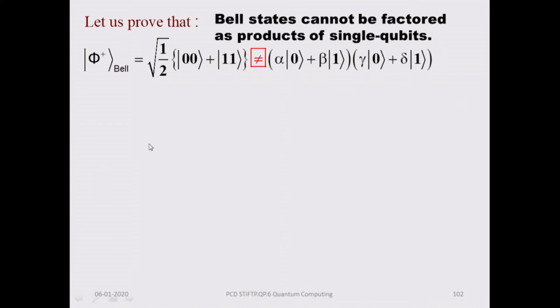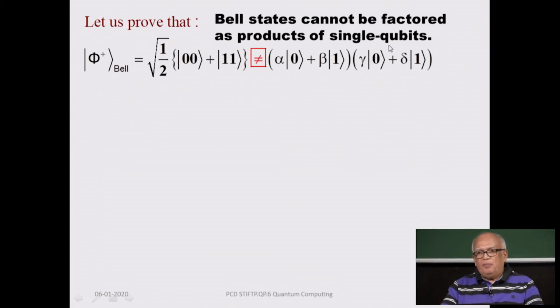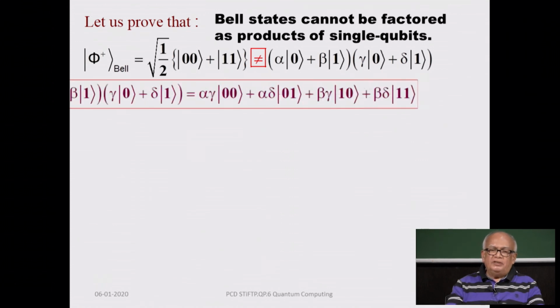So, in other words, we have to prove that this state cannot be written as a product of alpha 0 plus beta 1 as one factor, and the second factor is gamma 0 plus delta 1. If we could write this, there are two brackets over here, this is one qubit, this is the other single qubit, and the product of such two single qubits cannot generate what I have written as the Bell state. Okay, let us prove it.